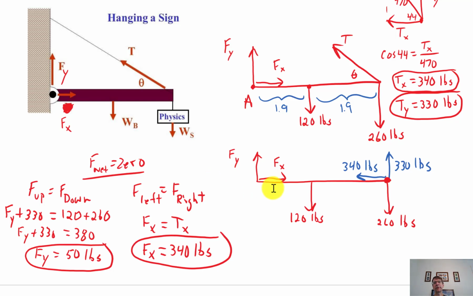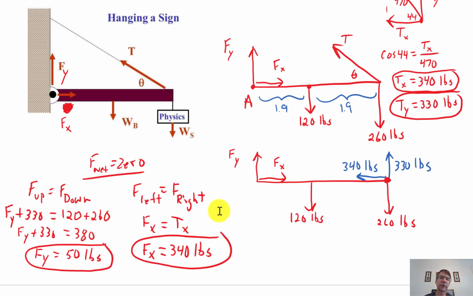Left and right, there's only two forces. One's to the left, one's to the right. The 340 is to the left. So I should have had these. T sub x is to the left. Doesn't really matter here, but these two are equal. F sub x is 340. F sub x is to the right and T sub x is to the left. So I could have switched these two words. Doesn't matter. They're equal forces. F net of 0. They cancel out in the F net sense. They're equal in magnitude to each other, cancel out.